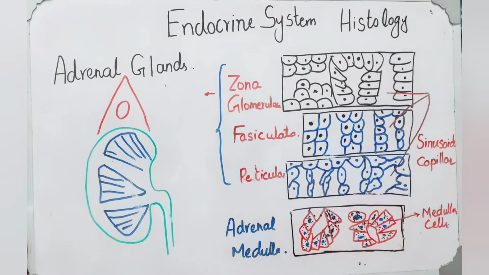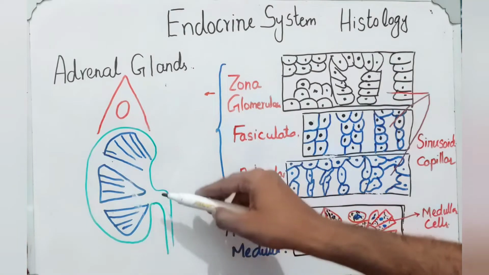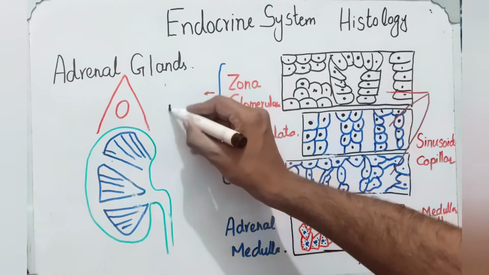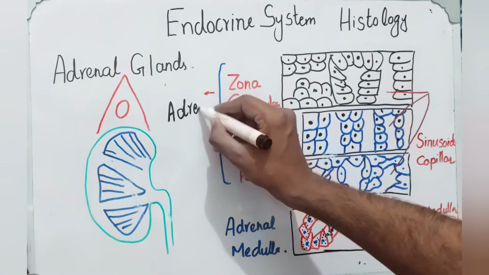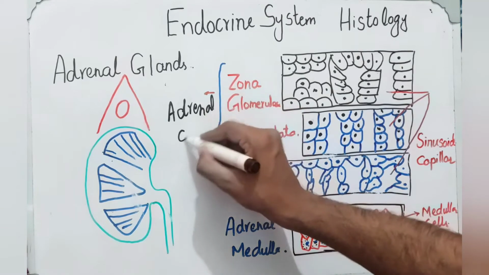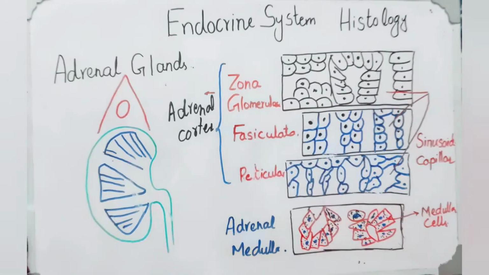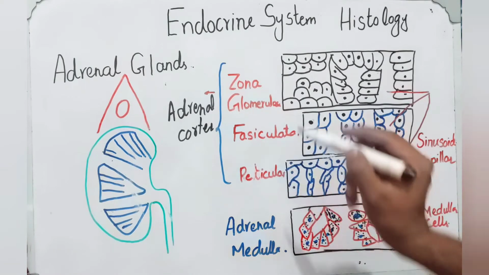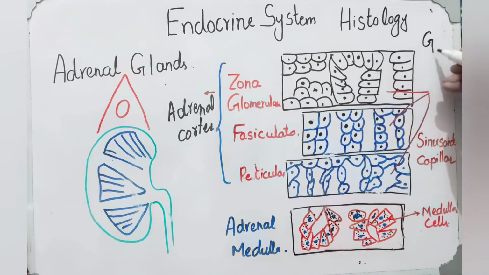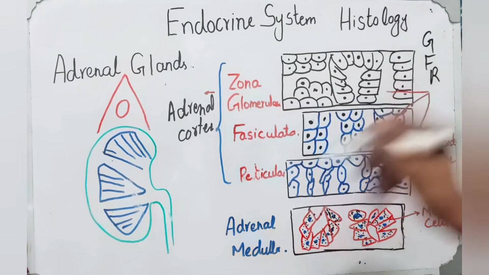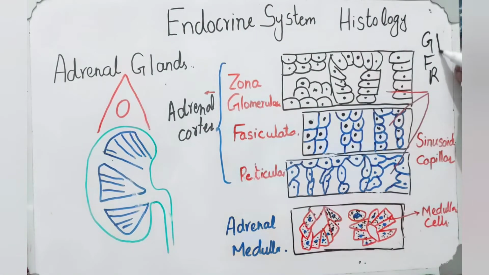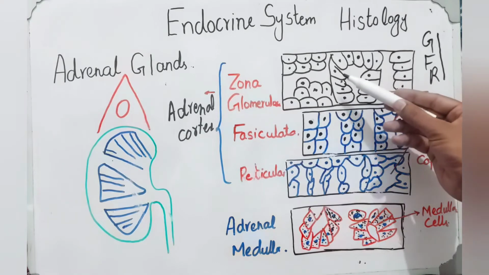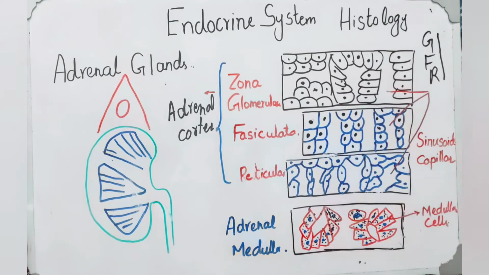Now we are discussing the histology of the adrenal gland. Mainly, this is the kidney and the adrenal gland is present above the kidney. The adrenal gland consists of two parts. Number one is the adrenal cortex. Number two is the adrenal medulla. The adrenal cortex has three parts: zona glomerulosa, zona fasciculata and zona reticularis. You should remember GFR, as in the kidney; here the mnemonic represents GFR. First glomerulosa, second fasciculata, then reticularis.